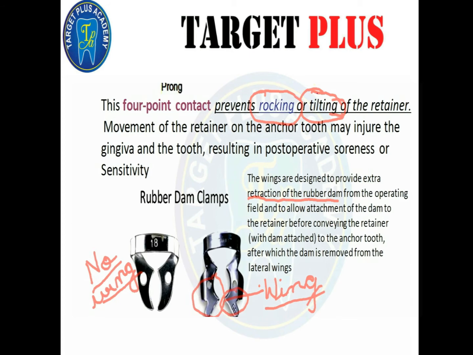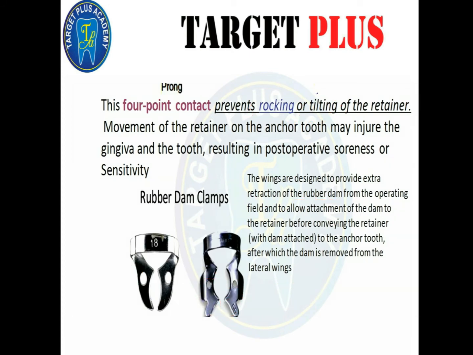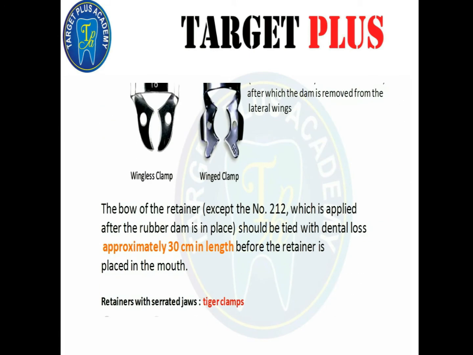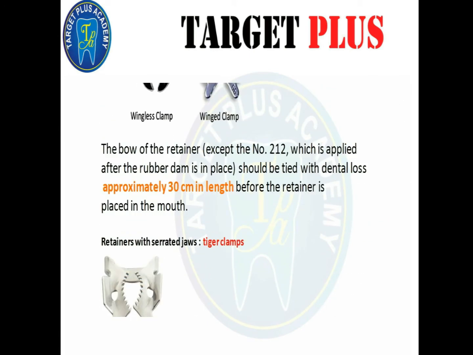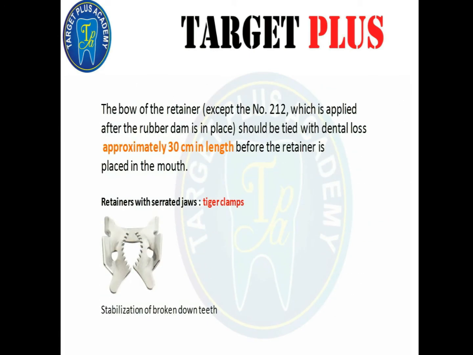Now the bow of retainer which is applied after rubber dam is in place should be tied with a dental floss of how much length? It should be 30 centimeter in length. So remember this for your MCQ exams.